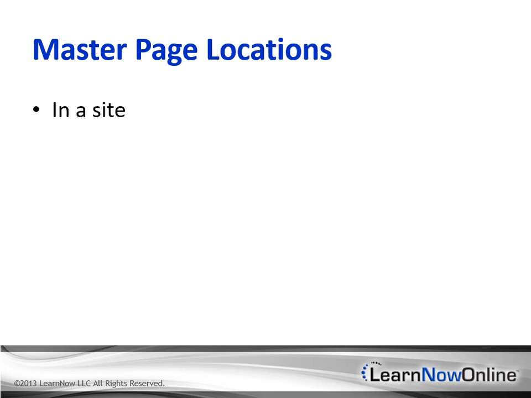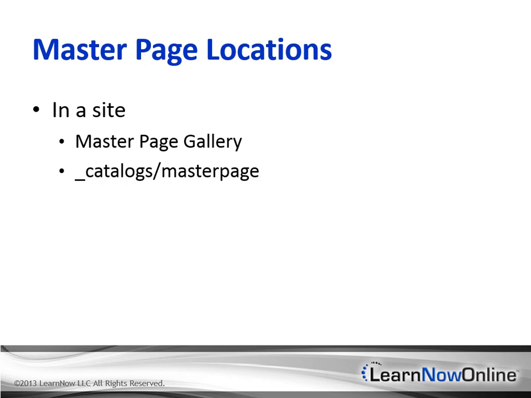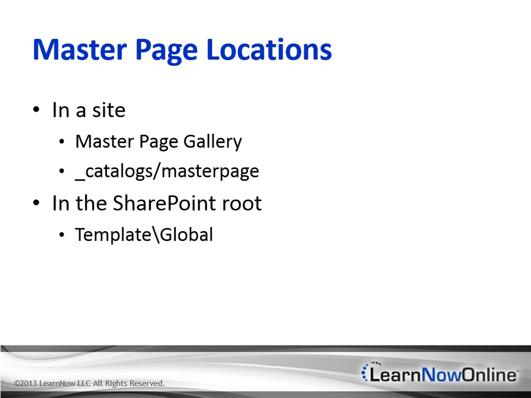Now in SharePoint there are lots of different locations for master pages. In a site, the main place is the master page gallery, which is just _catalogs/masterpage. It could also be in the SharePoint root, meaning the 15 hive, so it could be in the template folder under global, template layouts, or template admin. Template admin is where all the files live for central administration, so the master page used for central admin lives there.